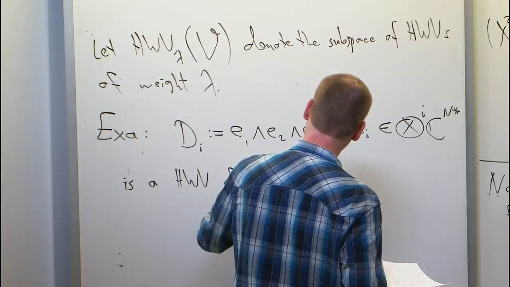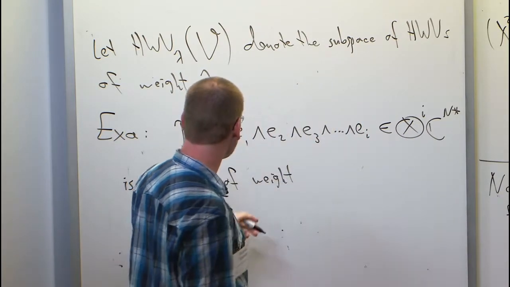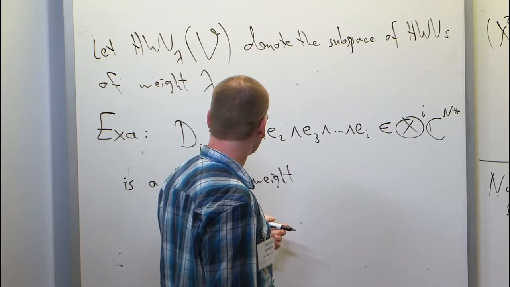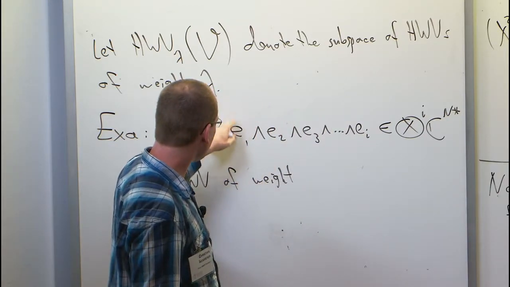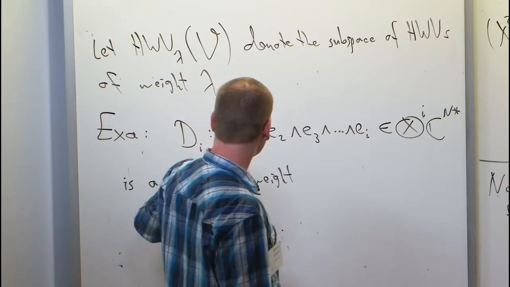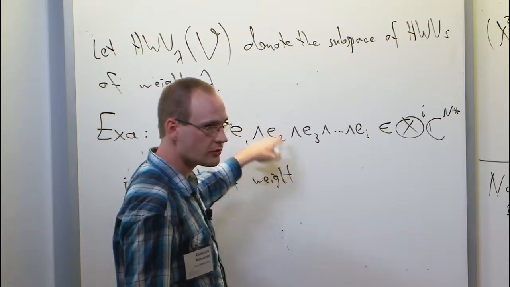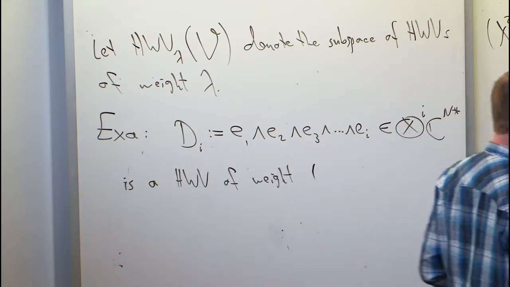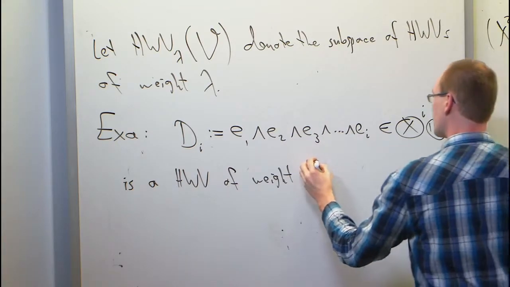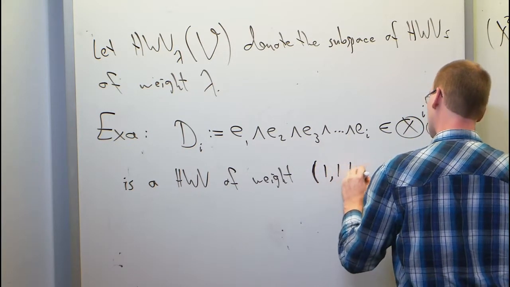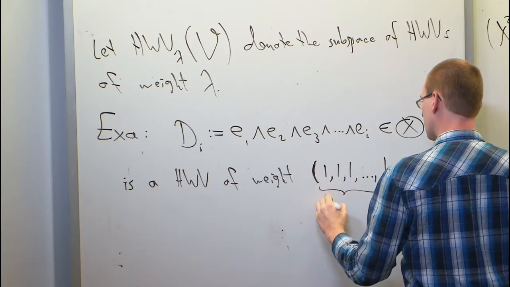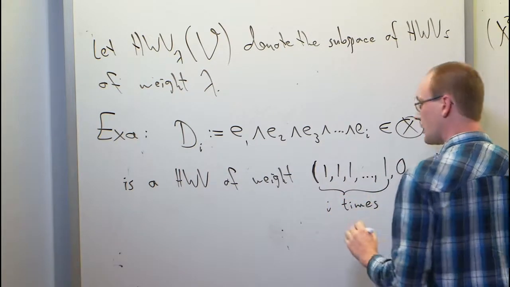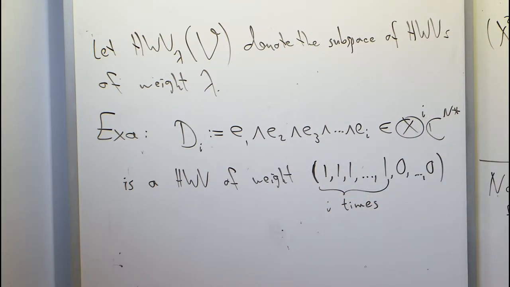Its weight is easy to determine because you act on it with a torus element, which is diagonal matrices, and the E1 just scales to the power of 1. There's only one E1, there's only one E2. So lambda 1 is 1, lambda 2 is 1. So the weight is 1, 1, 1, and so on, 1, and then zeros, and this is I times. And this is a highest weight vector. It's a building block of a highest weight vector in your tensor space.